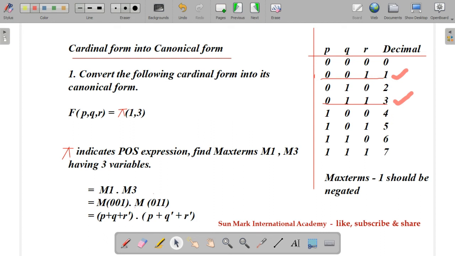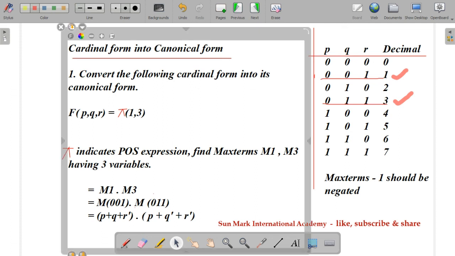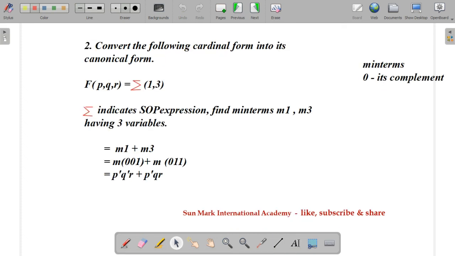So as POS, M1 dot M3, the corresponding binary of the decimal is M of 001 dot M of 011. And in a max term, we need to write the complement of a variable if the variable has the value 1. So 1 should be negated, and 0 is not negated. So P, 0 is not negated. Q, 1 is negated, so R dash. Next P, Q dash, R dash. So this is the final canonical form of the expression.